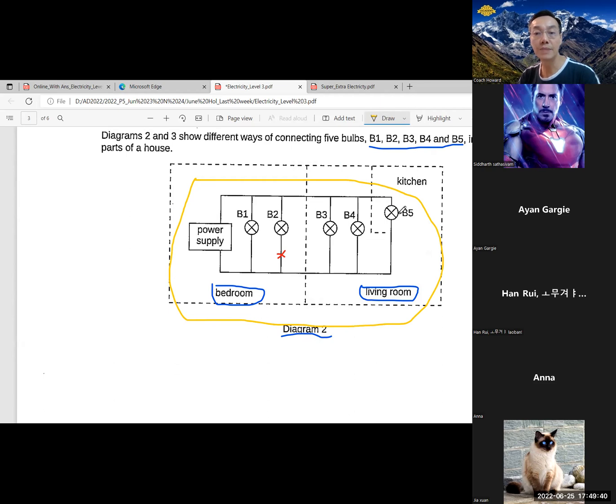these 5 bulbs are connected in parallel, right? Because this is the power source. So if any of the bulbs is not working, they won't affect the rest. So this one, you can annotate here: these bulbs are connected in parallel. By the side here, you can annotate, connected in parallel.